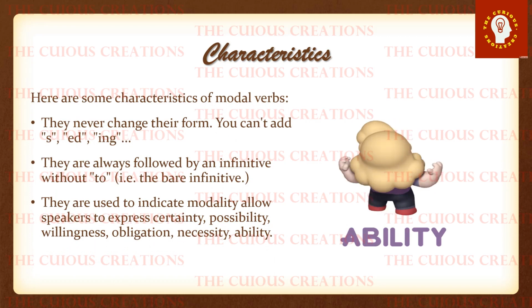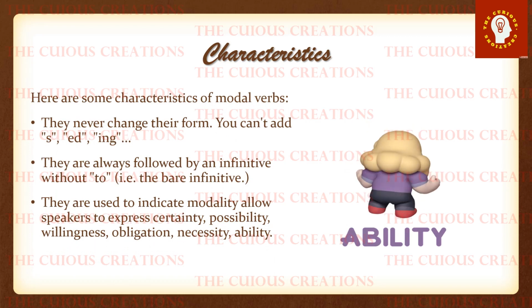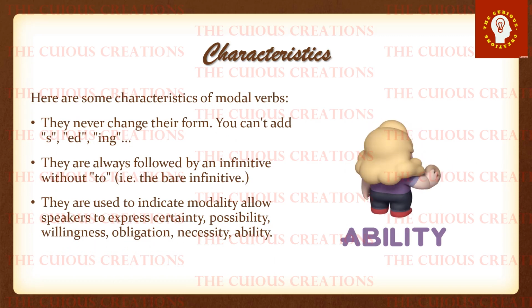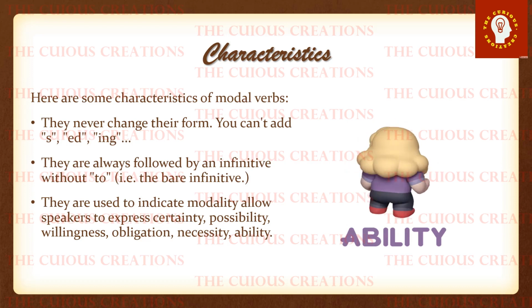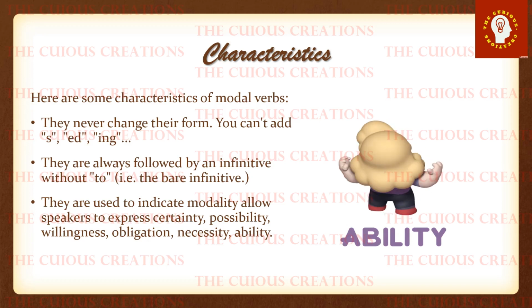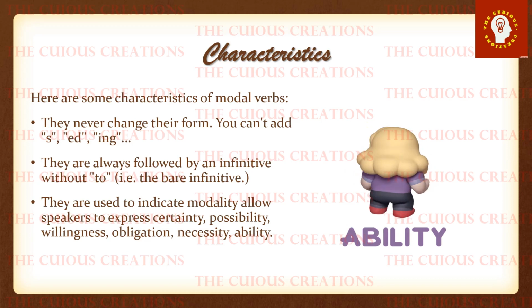Here are some characteristics of modal verbs. They never change their form. You can't add s, ed, ing. They are always followed by an infinitive without to, that is the bare infinitive. They are used to indicate modality, allowing speakers to express certainty, possibility, willingness, obligation, necessity, ability. They are not the forms of be, thus different from auxiliary verbs too. Rather, they are modal auxiliaries.